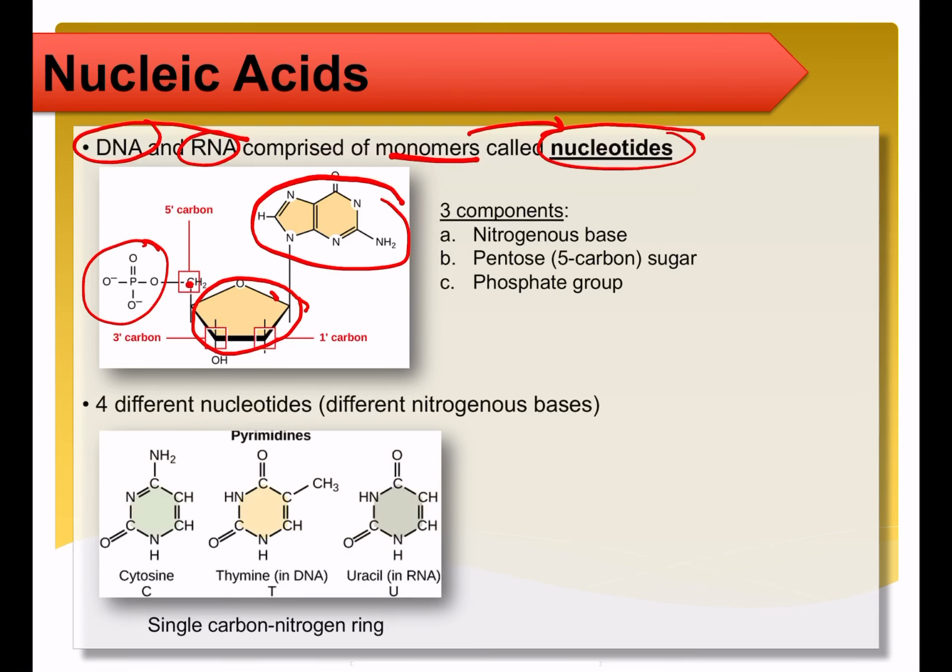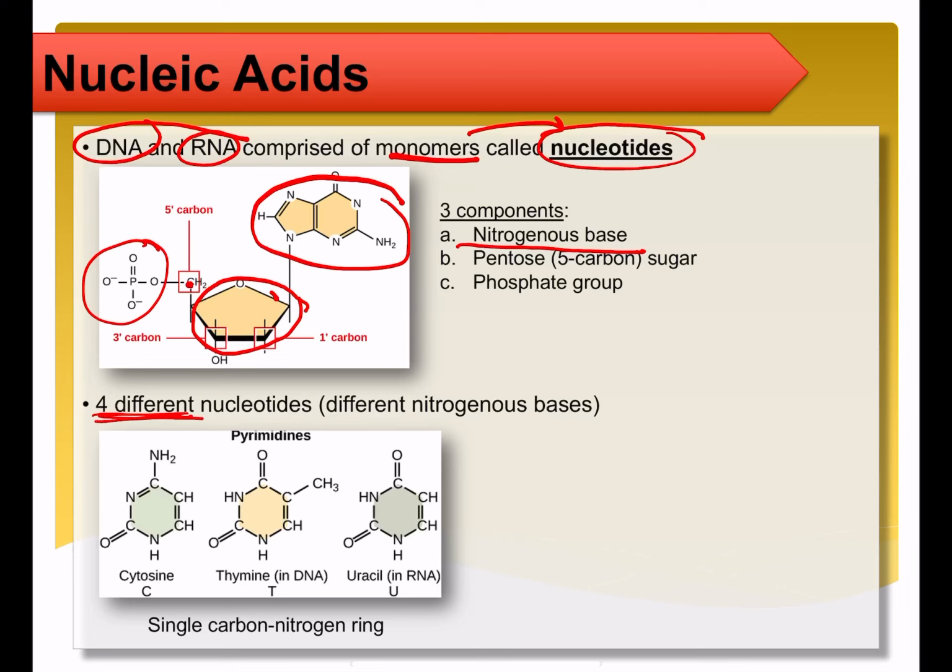So for amino acids, there were 20 different types that differ at the side chain portion of the molecule. For nucleotides, there are only 4 different types, and they differ at the nitrogenous base level. Remember, when we talked about amino acids, we said it is the side chain portion that's different. For nucleotides, it is the nitrogenous base, and there are only 4 different nucleotides.